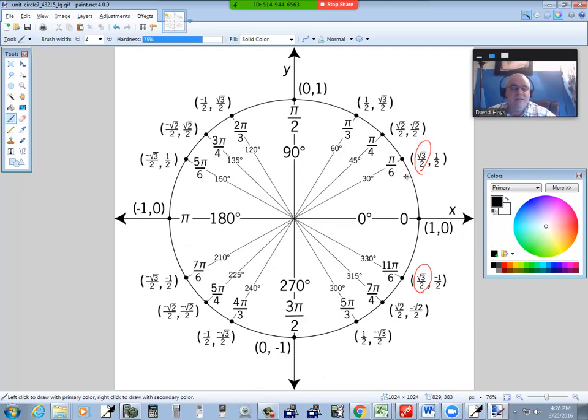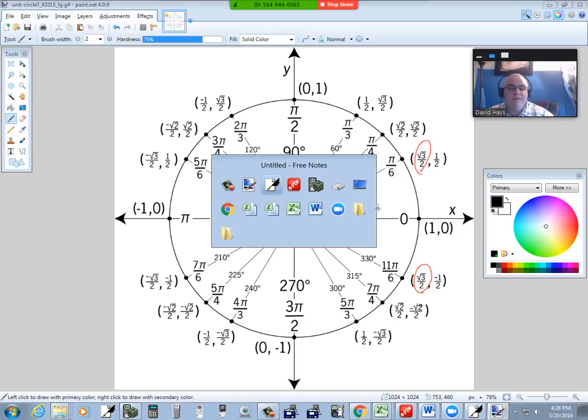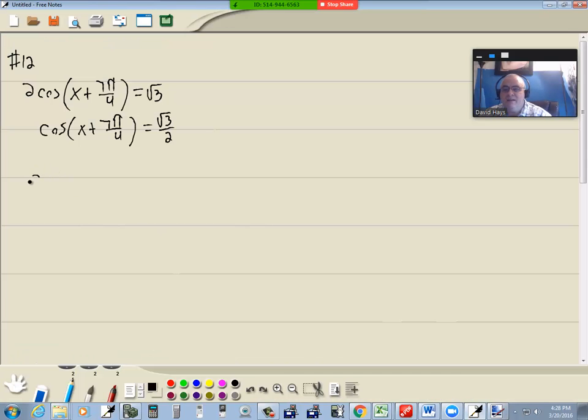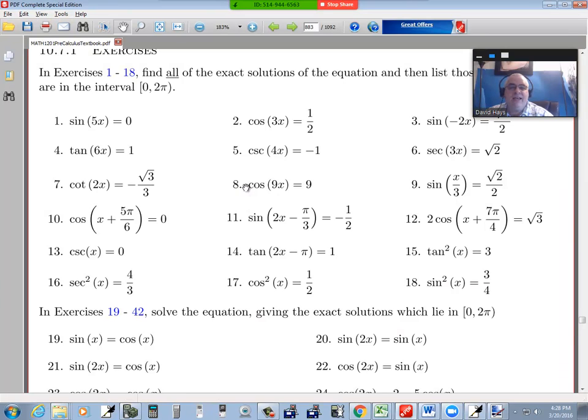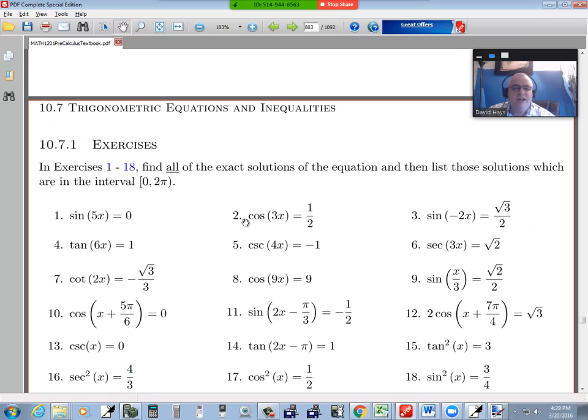Okay. So we got the fact that cosine of pi over 6 is equal to square root of 3 over 2. We also got that cosine of 11 pi over 6 is also equal to square root of 3 over 2. Now our instructions say to find all of the exact solutions and then list those solutions which are in the interval 0 to 2 pi. Okay.